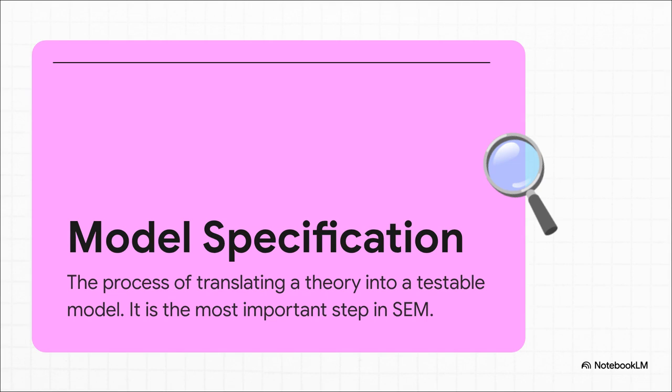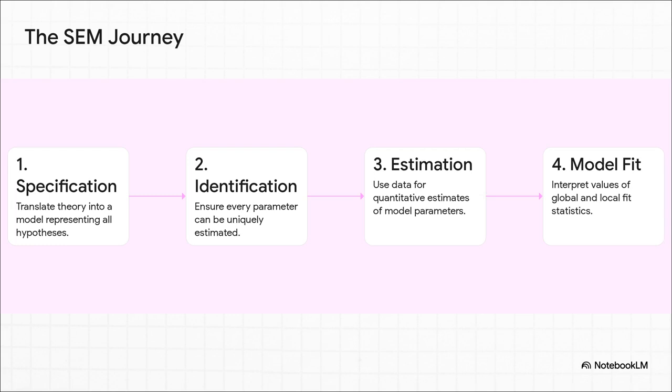You gotta know, this is not just some warm-up exercise. As the expert Rex Kline puts it, this is the most important step. Why? Because if your blueprint is wrong, it doesn't matter how great your data is, the whole building is gonna be unstable. The whole SEM journey kind of boils down to four main stages. First, you specify the model. That's drawing the blueprint. Then you have to do an identification check to make sure the math can actually be solved. After that, you bring in the data for the estimation phase, where you figure out how strong all those connections in your blueprint are.